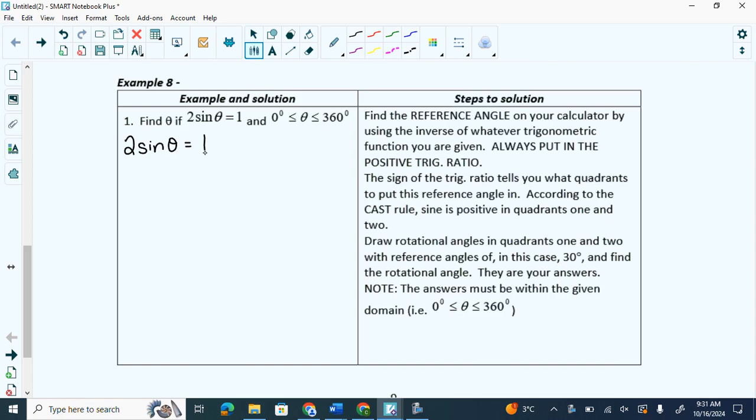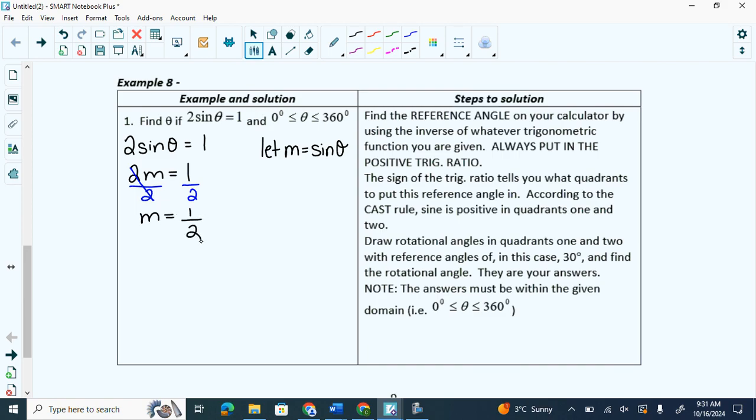People often don't know what to do with it. If you want to, go like this. Let m equal sine theta. Okay, I have 2m equals 1. Now what do I do? Divide by 2. People can see that a lot easier than when it's a sine theta sitting there. Right? Just a single m. When we have a single m, just like we did in grade 10, we would divide by 2. And we get m equals 1/2.